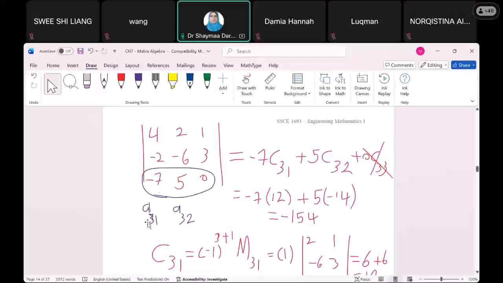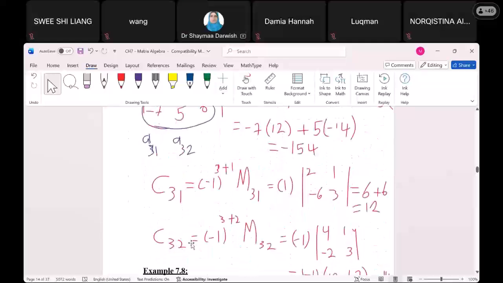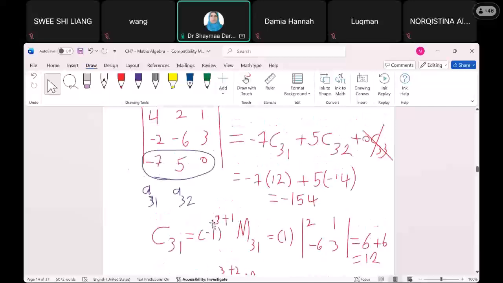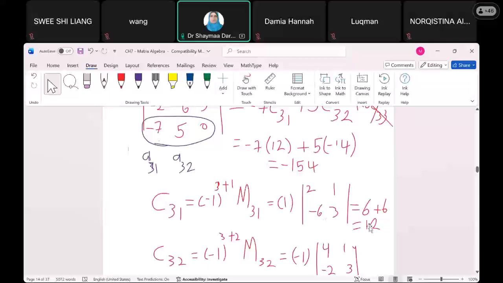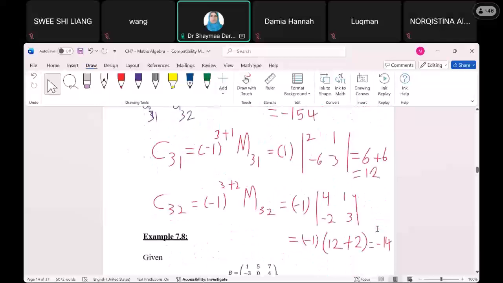This number is the third row, first column. This one is the third row, second column. So you need to find the cofactor 3, 1 and the cofactor 3, 2. The cofactor 3, 1 equals minus 1 to the power 3 plus 1, times the minor. Minus 1 to the power 4 is 1. For the minor 3, 1, you need to cancel the third row with the first column. So the remaining is 2, 1, minus 6, 3. So the answer is 12.